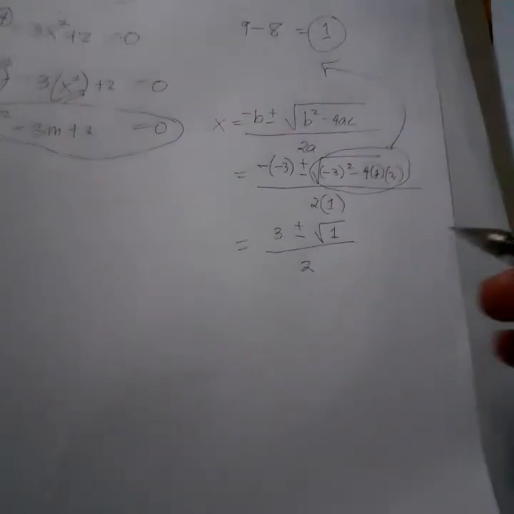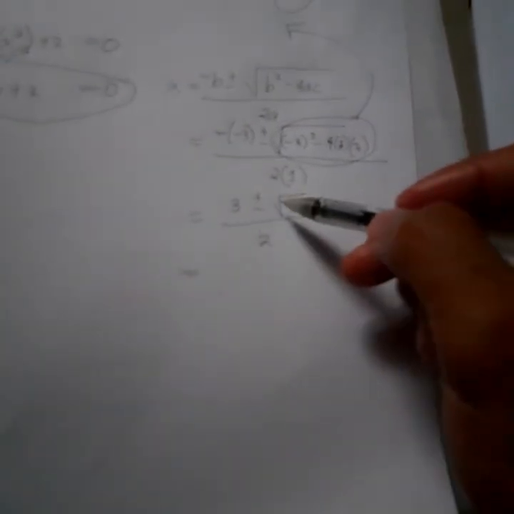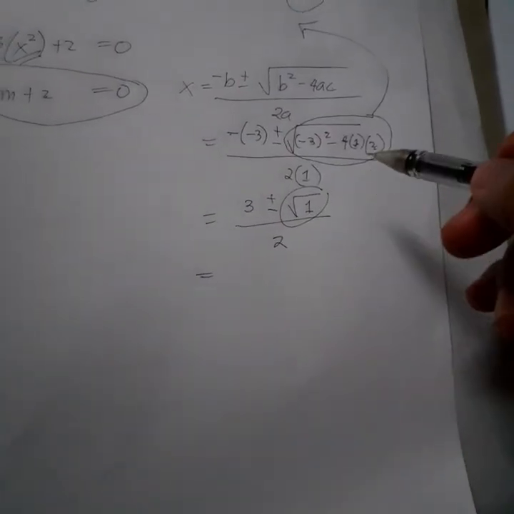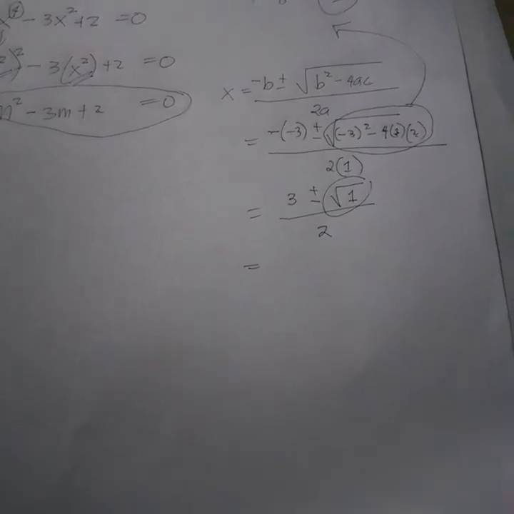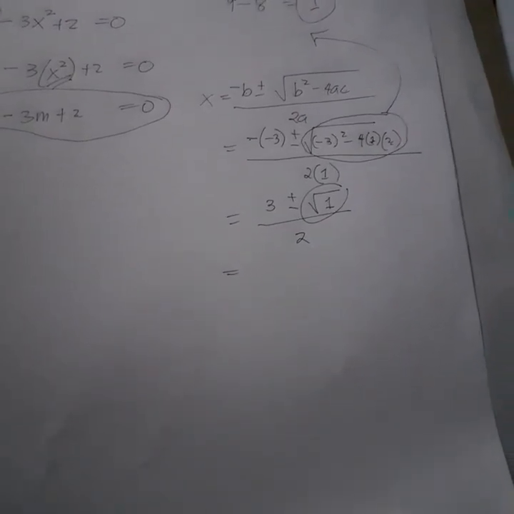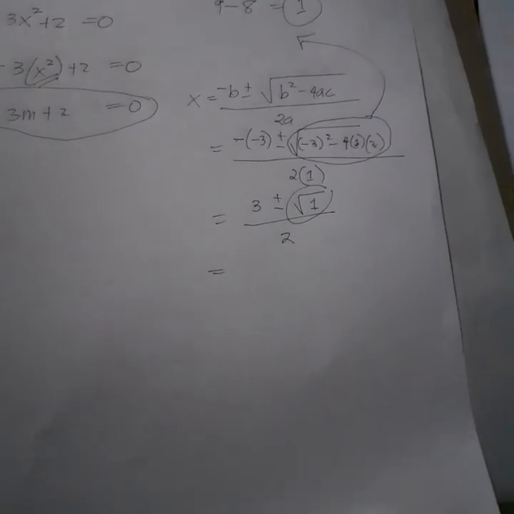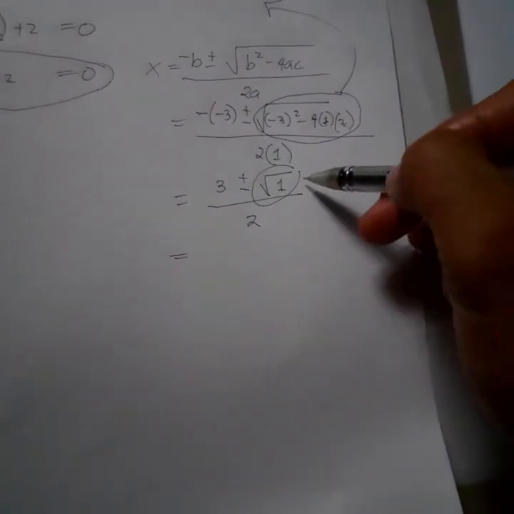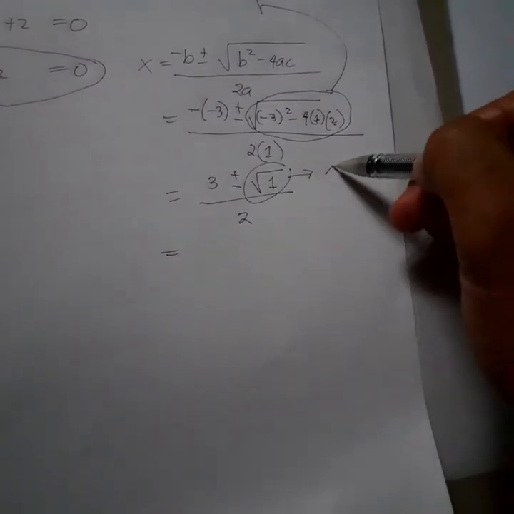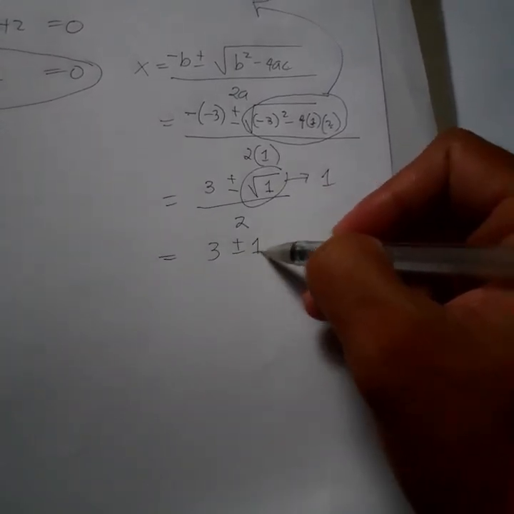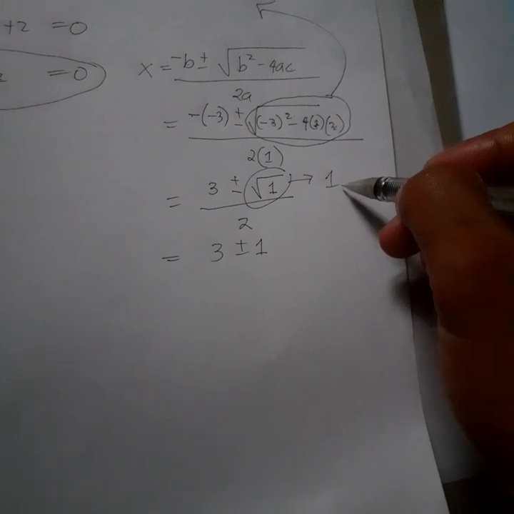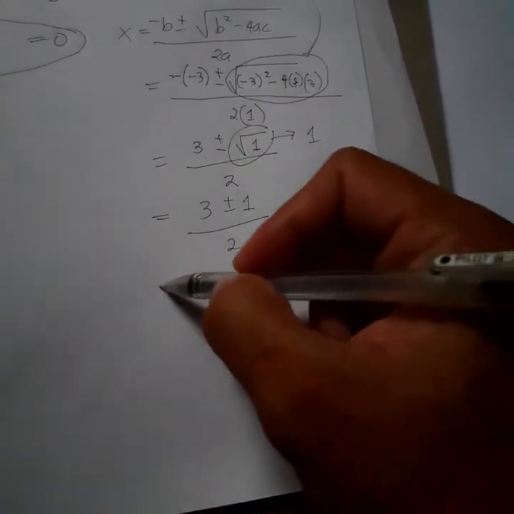Then, proceed. Equals 3 plus or minus the square root of 1, over 2. How to solve this one? What is the square root of 1? What two identical numbers when multiplied is equal to 1? The answer is 1. 1 times 1 is 1. So the square root of 1 is 1. So this will become 3 plus or minus 1, then over 2.